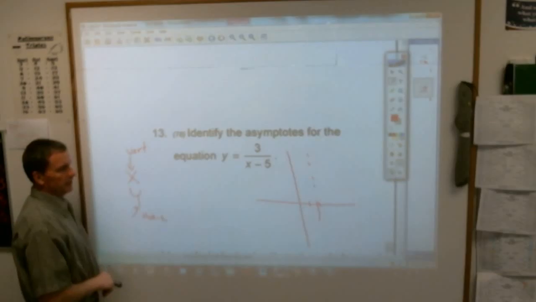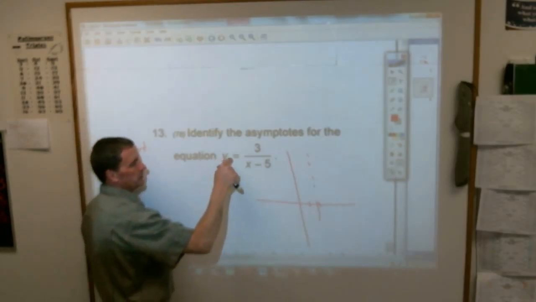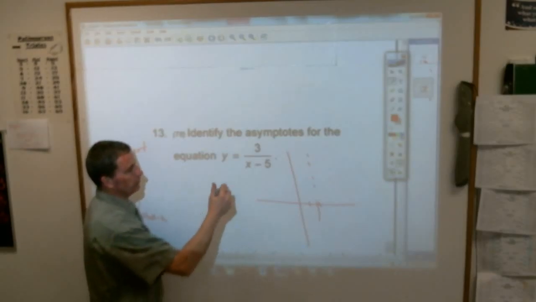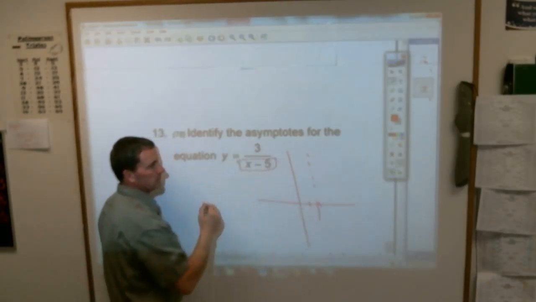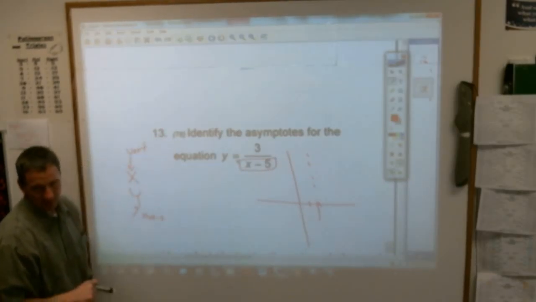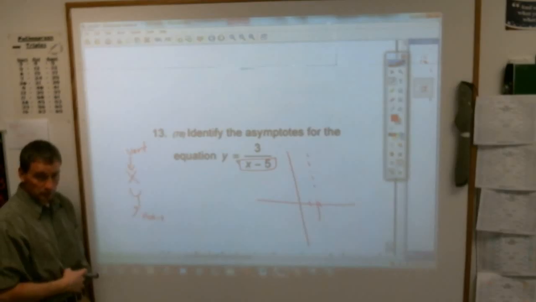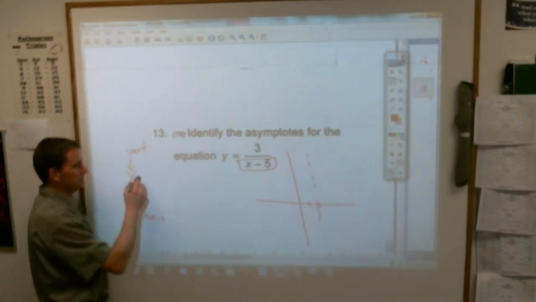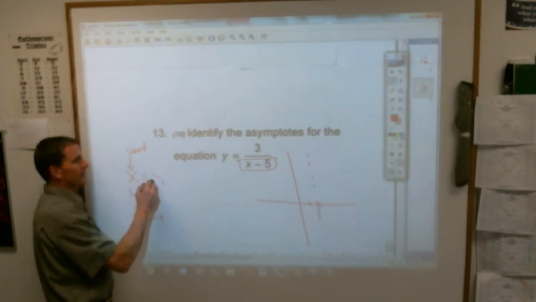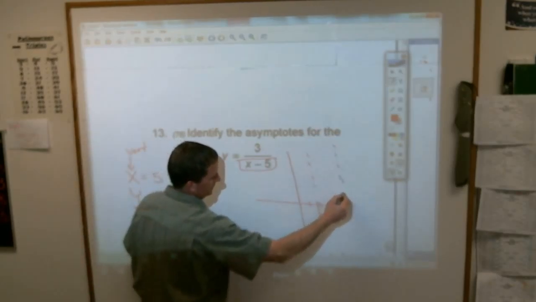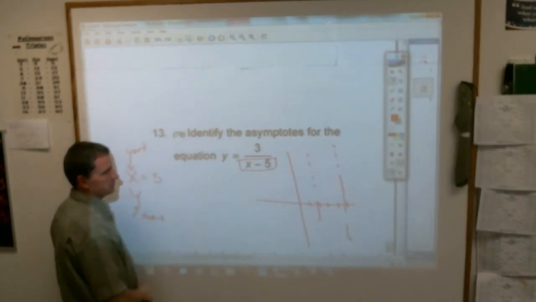Now, how do I know what it is? Well, you're looking for what x and y can't be. If you look at the bottom of this fraction, what can't x be? What number, when you subtract 5 from it, gives you 0? 5. So your vertical asymptote is 5. X can't be 5. So when you graph it, that thing's gonna come close to 5 but never get there.